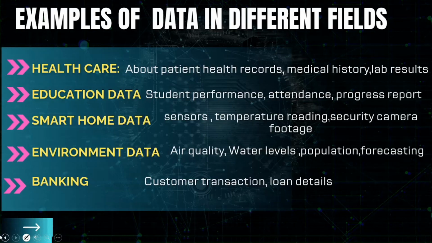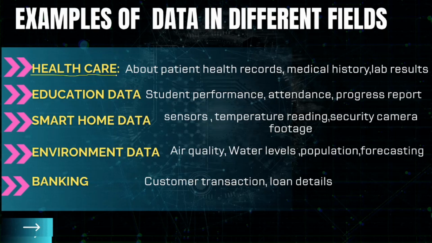Now next one, what are the examples of data in different fields? In different fields, they will be collecting information. If you take the example of healthcare, every year your parents or someone you know do a health checkup. Or if they're not well, they go to the doctor, and the doctor asks us to go to a lab and do a blood checkup. So healthcare will have information about the patient's health records, medical history, and lab results. All this data, they will be having.